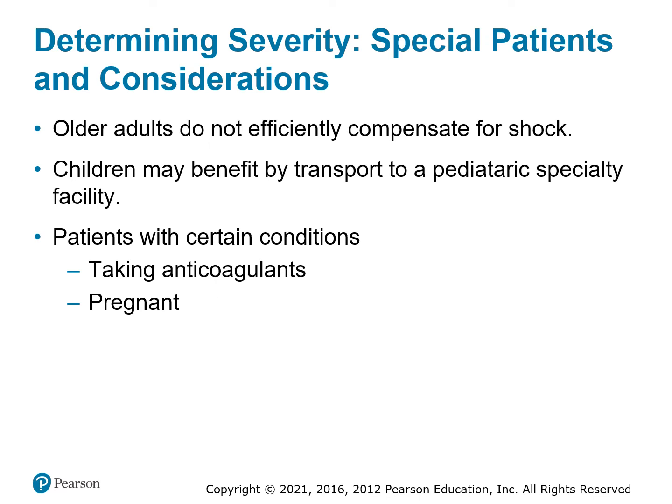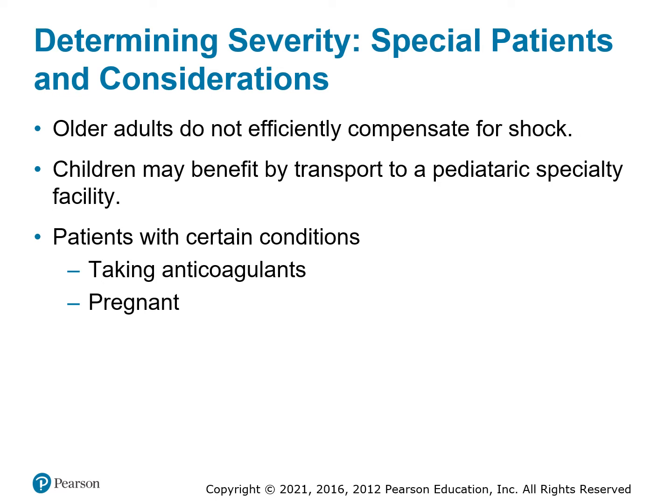The last consideration that we're going to have when determining severity is some special circumstances with patients. So older adults: when you go back to the shock chapter, we talked about how they don't efficiently compensate for shock. So with older adults, it should raise your level of suspicion with severity.